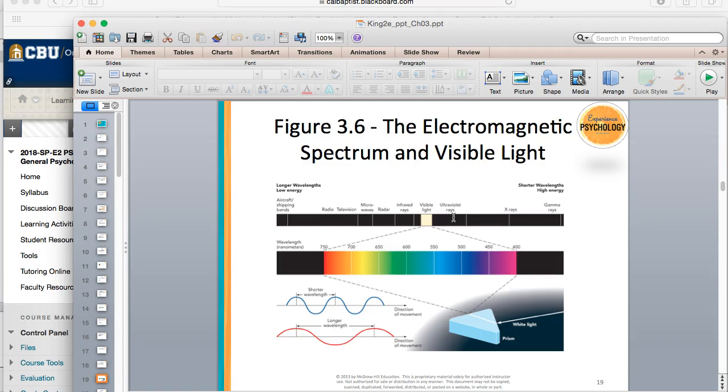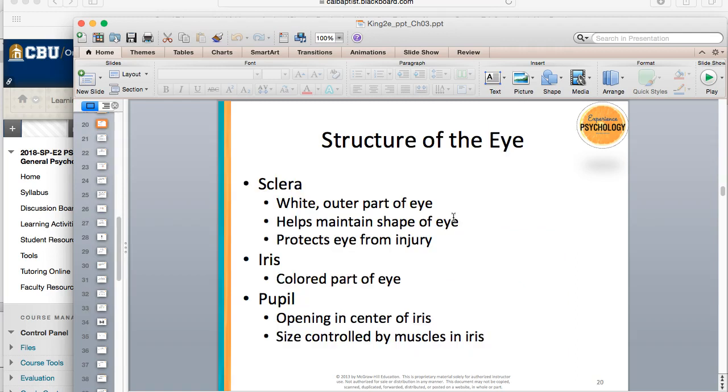within our body. So here's a diagram of the electromagnetic spectrum. Now, the structure of the eye. I'll briefly go over this. The sclera is the white outer part of the eye, which helps maintain the shape of the eye and protects the eye from injury. The iris is the colored part of the eye, and the pupil is the opening in the center of the iris. Its size is controlled by muscles in the iris.